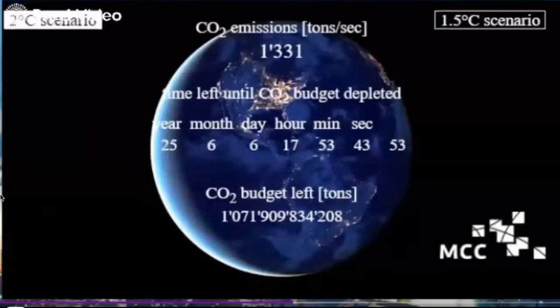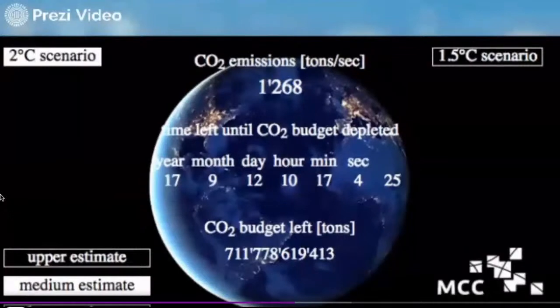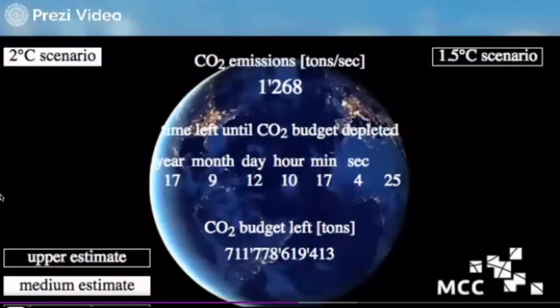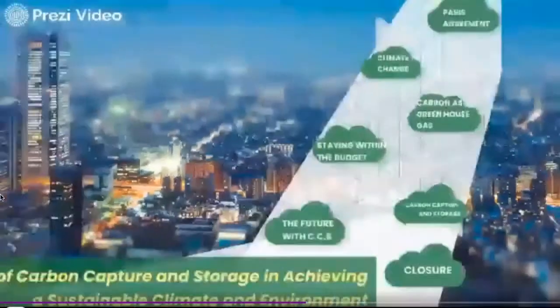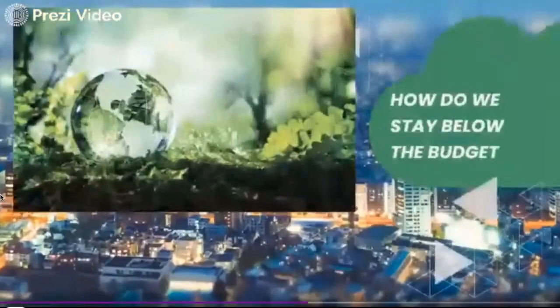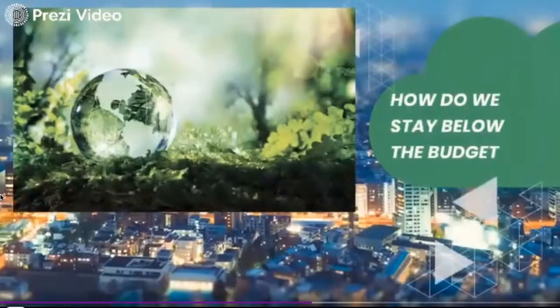Then if we are going to maintain the 1.5 degree scenario, then we have about 17 years. Actually, we have about 17 years to stay within this budget, or the earth will be very, very unsustainable. So moving ahead from this carbon budget, now we look at how we stay within this budget. This is the very question we should ask ourselves. If we are going to stay within this budget, how do we do this?